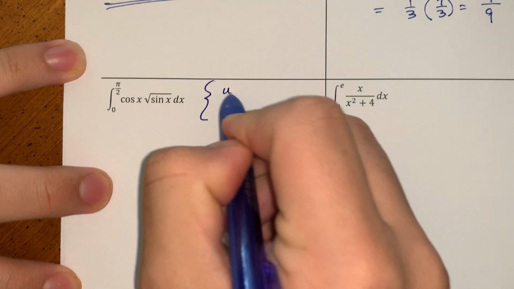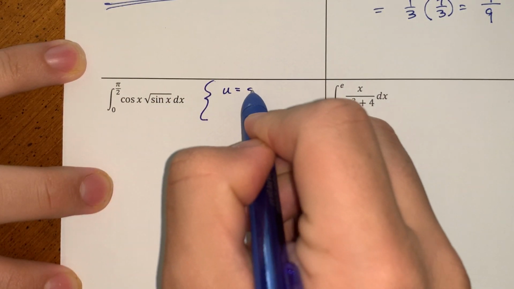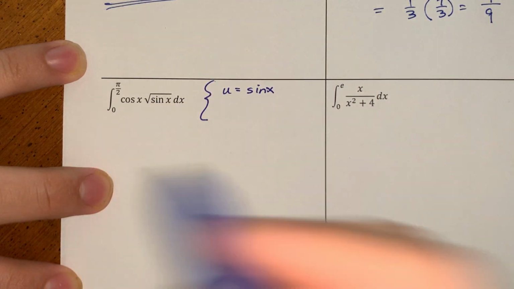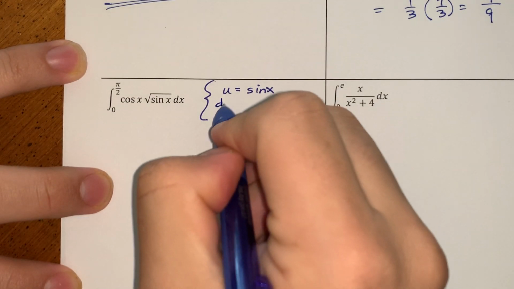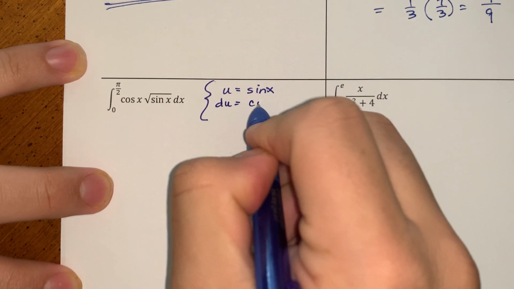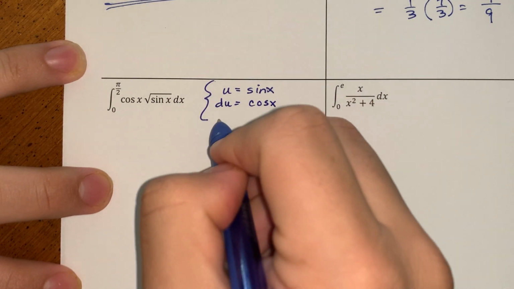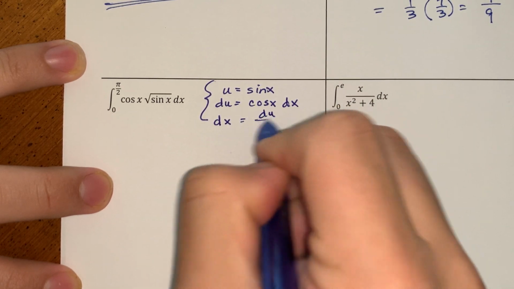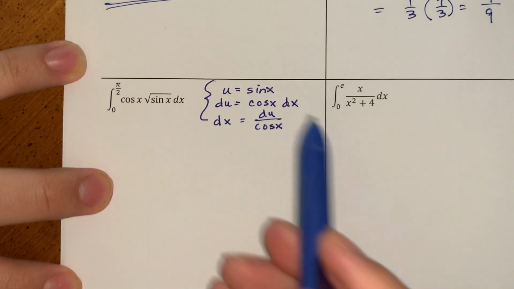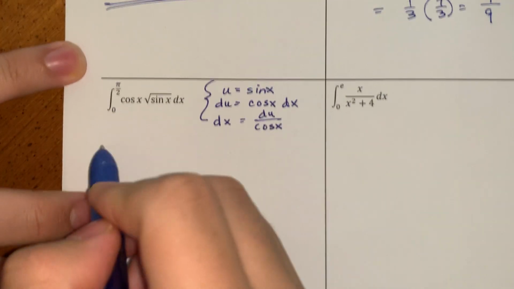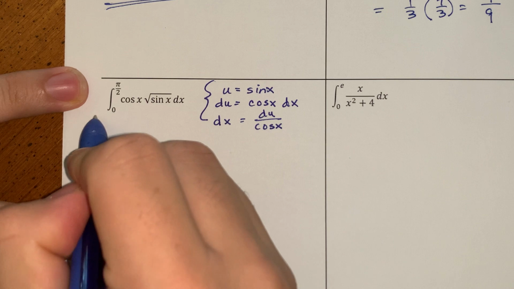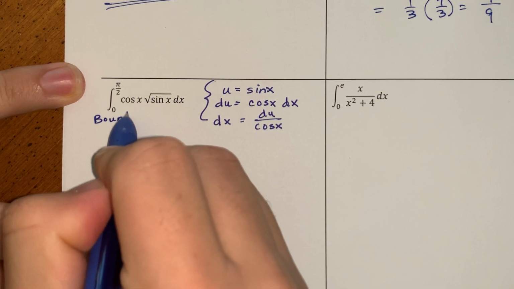So I'm going to go ahead and set my U as sine of x. I've done enough of these, so I know that usually the derivative of that is going to be equal to that outside part. So then du is equal to cosine of x dx. And so that means that dx is equal to du over cosine of x. Now I substitute my things back. Before I do that, I might as well change my bounds.